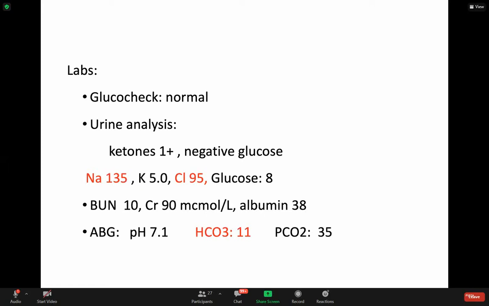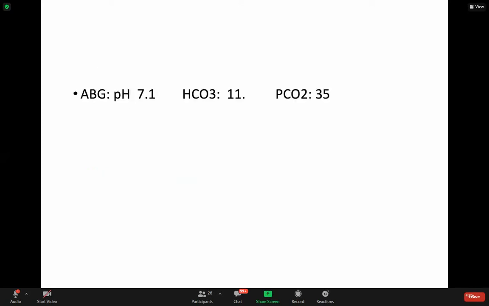ايوه معتز, alcohol intoxication, صح؟ ايثانول او ميثانول, صح ولا لا؟ so alcohol intoxication. طيب، نحسب الكومبنسيشن، خلونا نحسب الكومبنسيشن.